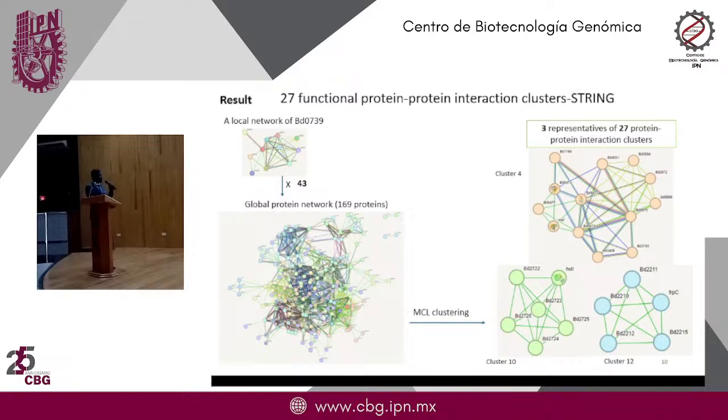So these clusters are interesting. The proteins in cluster 10 form an operon, and the proteins in cluster 12 as well form an operon. The proteins in cluster 4 were mostly comprised of proteins with TPR domains and proteins with FHA domains.